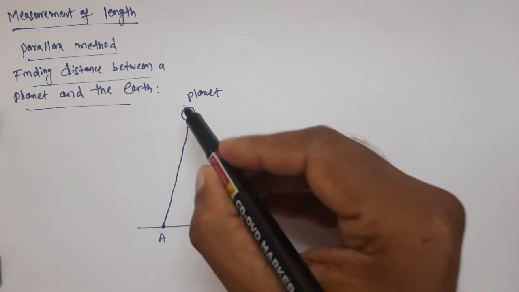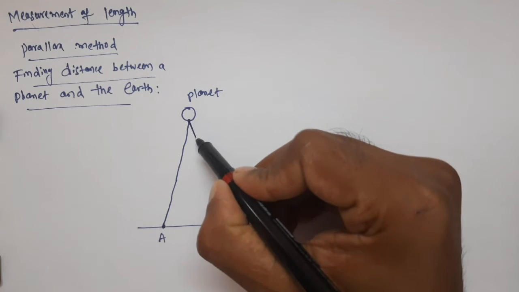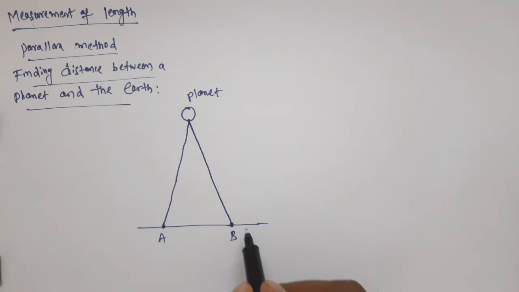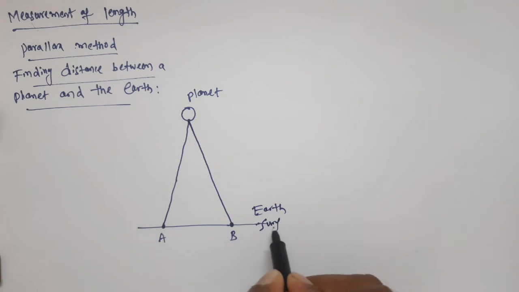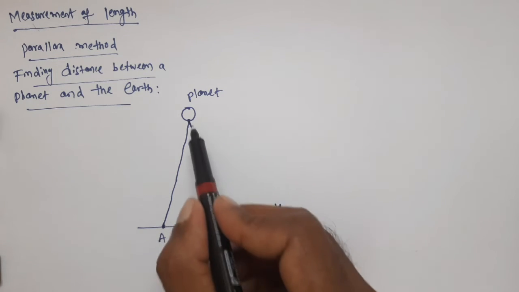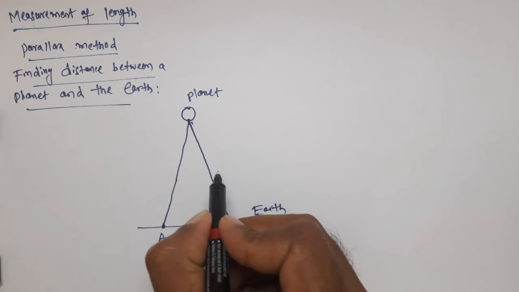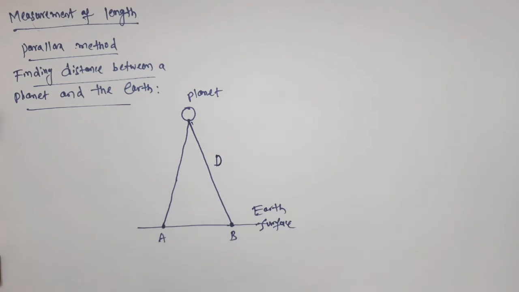So from here to here, like this. You see, guys, what is this? Earth surface. Now from here to here, and from here to here, this distance is usually called d. Here, what is distance d? D is the distance between the planet and the Earth.